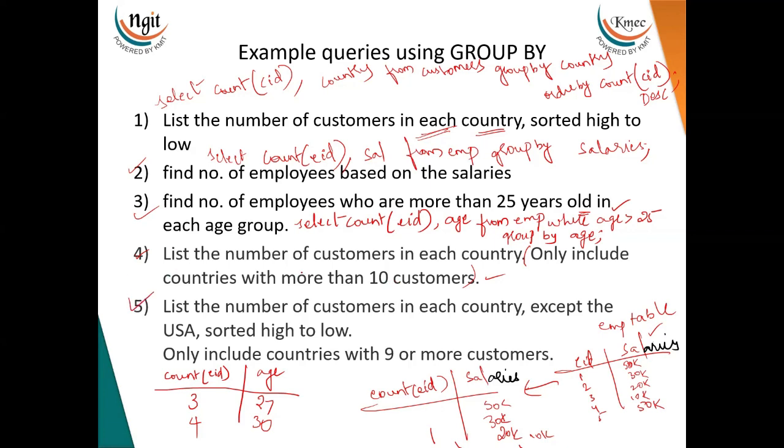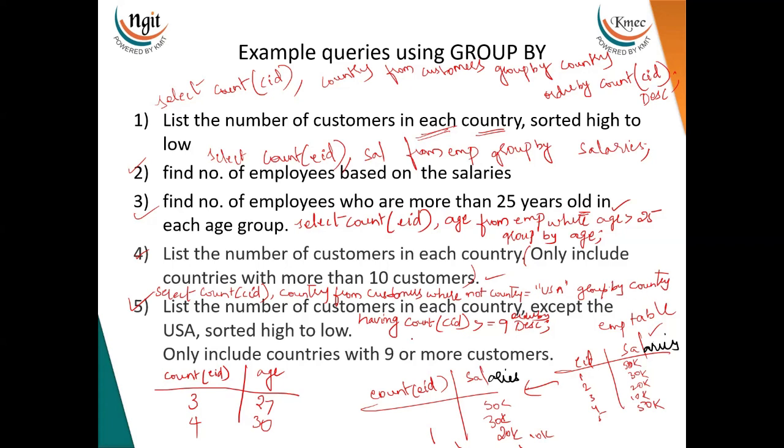Next, coming to the fifth one, list the number of customers in each country except USA, sorted high to low, only include countries with 9 or more customers. So here, what is that? We will be using where clause as well as we will be using having clause. So select count of ID, country from customers where not country is equal to USA. Other than USA, how many number of customers are there in each country? That will be displayed as output based upon the country here.